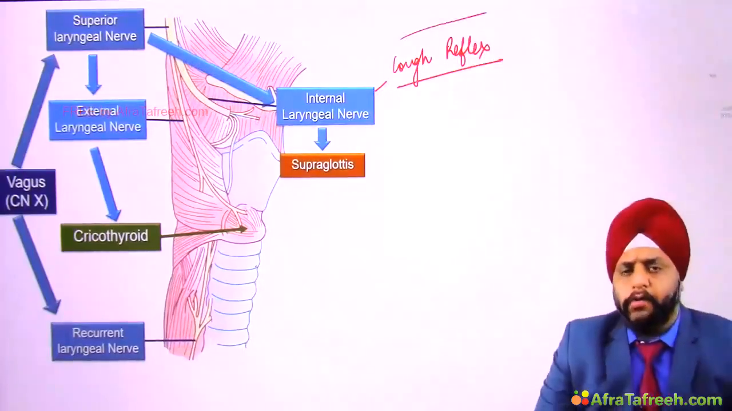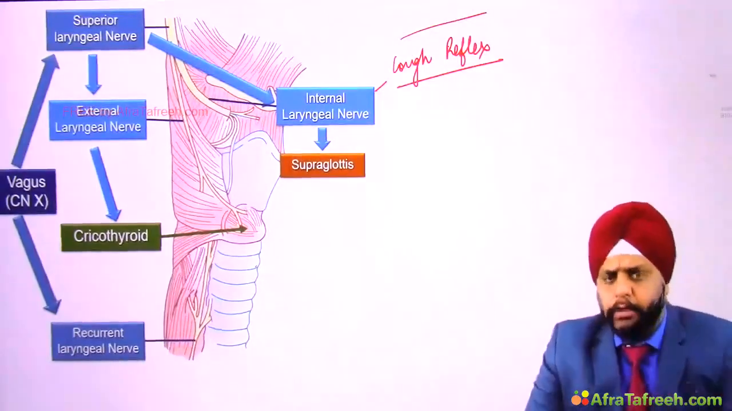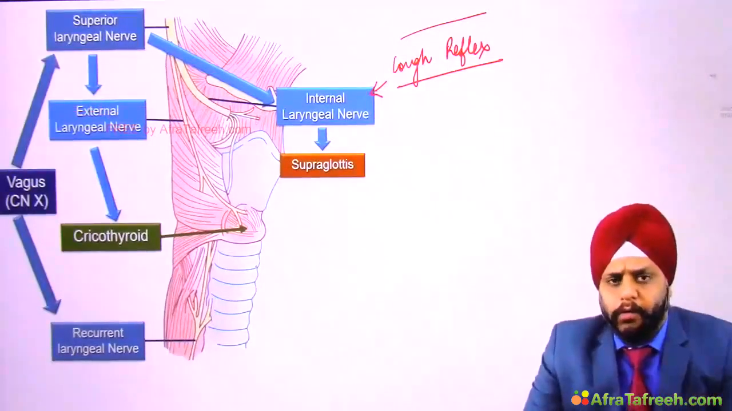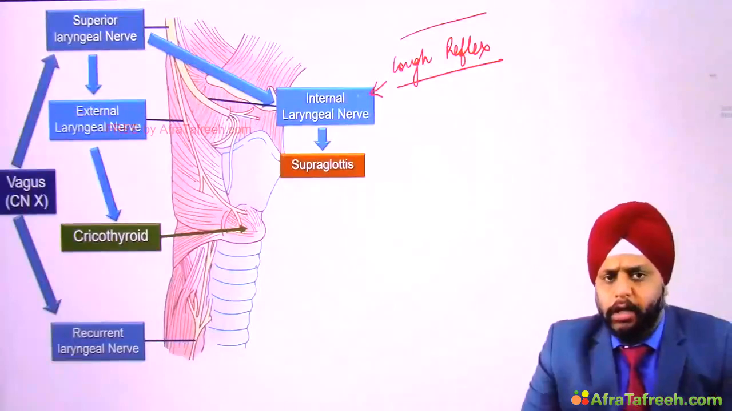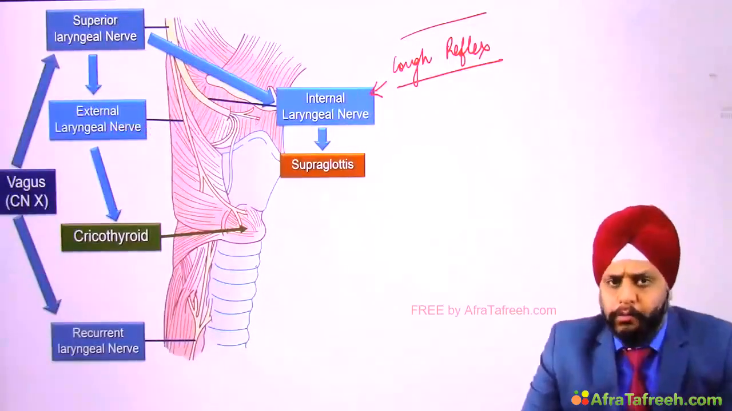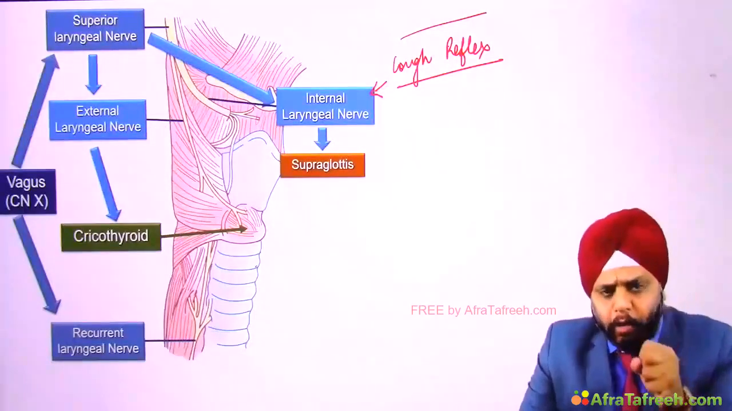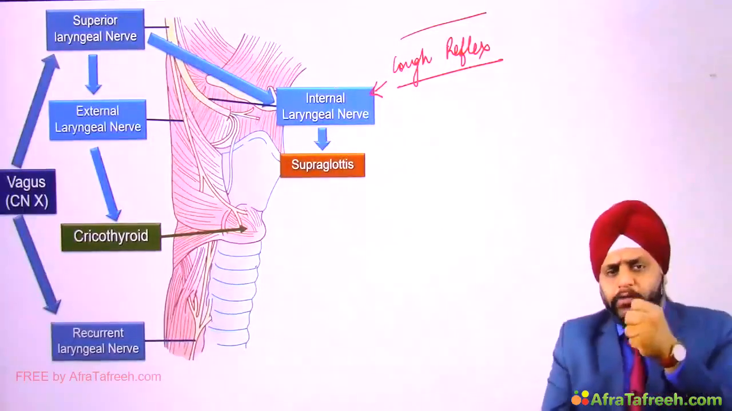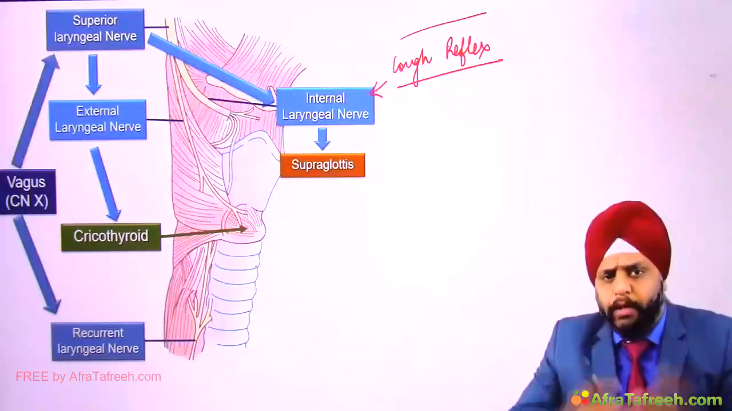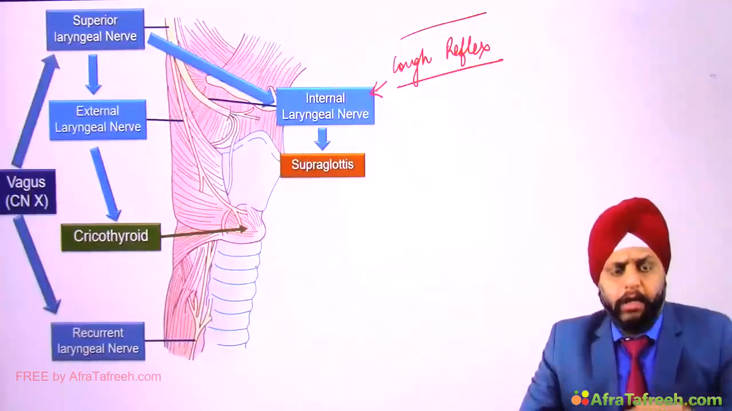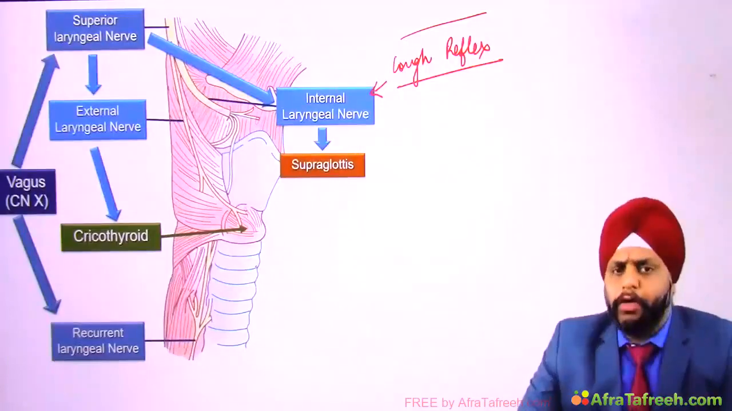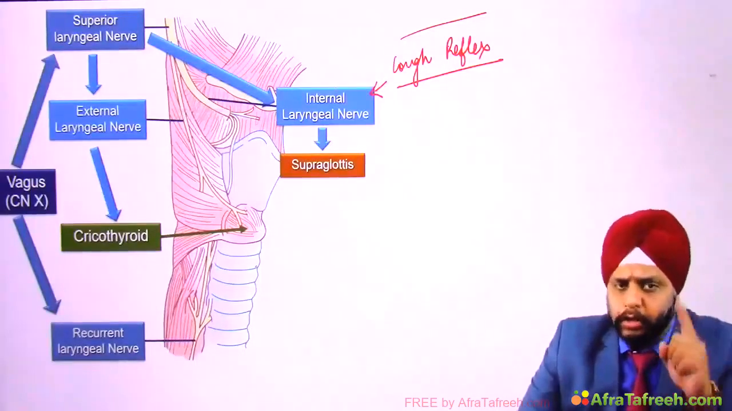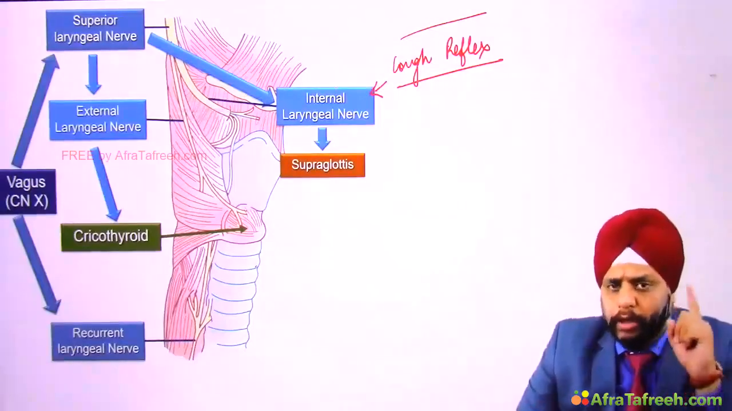Any foreign body that tries to go inside the airway will stimulate the internal laryngeal nerve in the supraglottis. Immediately, the internal laryngeal nerve gives a stimulus, and that leads to spasm of all the muscles. It closes the airway, and then the air blast coming from below opens the airway with a blast, and the foreign body is thrown out. We call it a cough. So remember, the cough reflex is generated due to the internal laryngeal nerve.